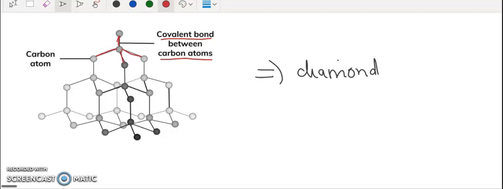Another property of diamond is that it does not conduct electricity, because all the electrons from each carbon are taken, and therefore there are no free electrons, and thus it cannot conduct any electricity. So this is diamond.